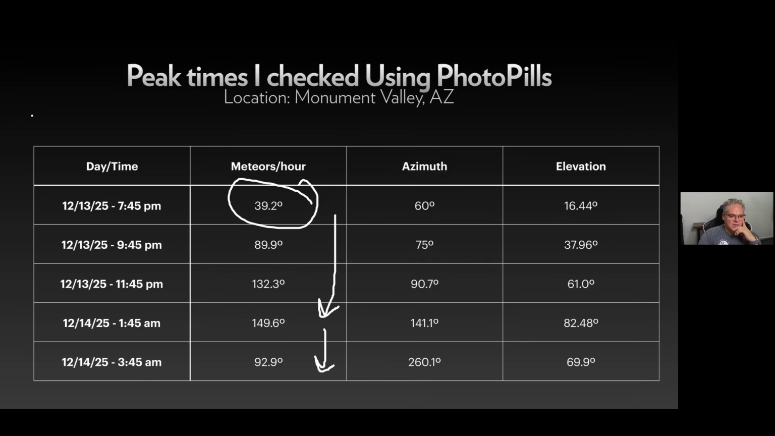And it starts at 60 degrees from north, right? And then it comes around after that, and it goes around to 260 degrees. But we will talk about what that means with some other ways to look at it. And the elevation goes from 16 degrees near the horizon. It starts at the horizon, right? And it goes all the way up to 82.48 degrees. And then it starts to come back down, and then the sun rises.